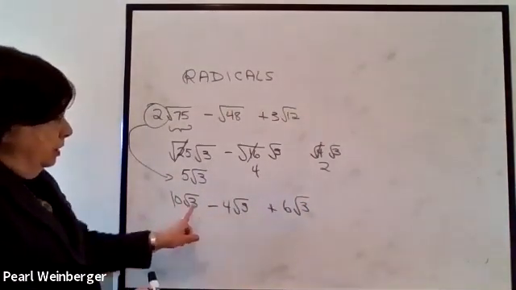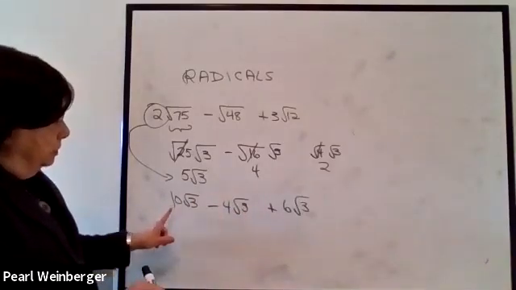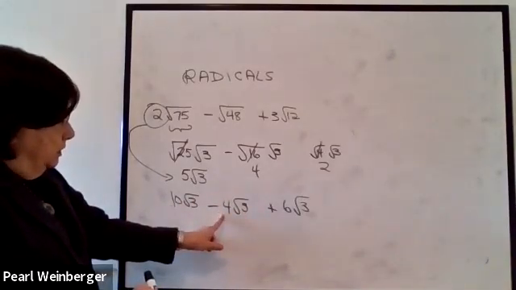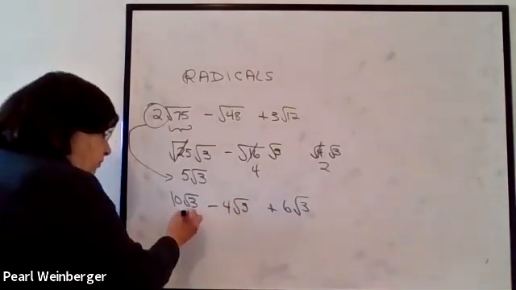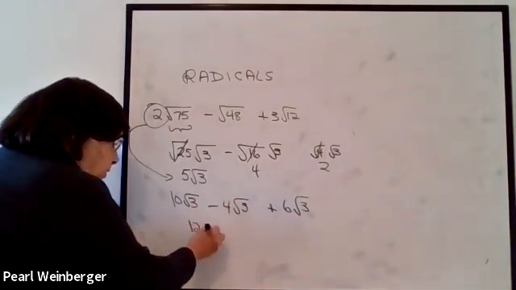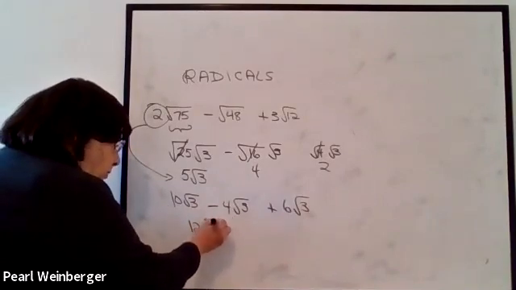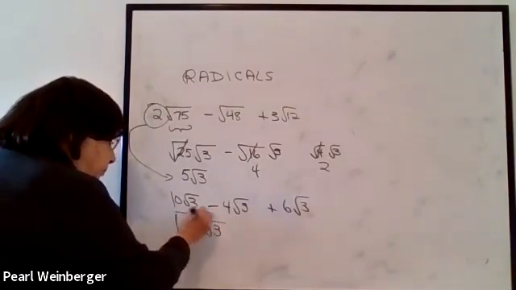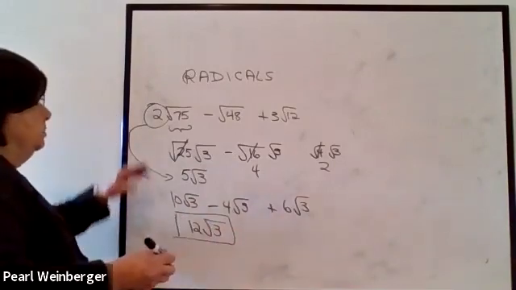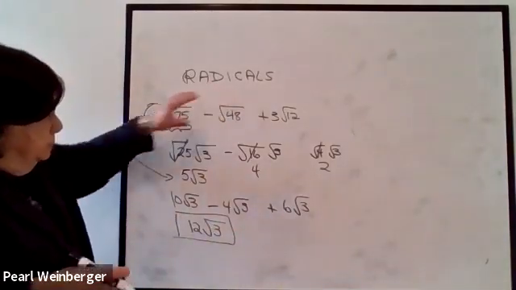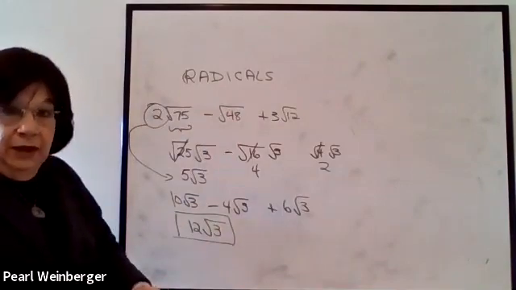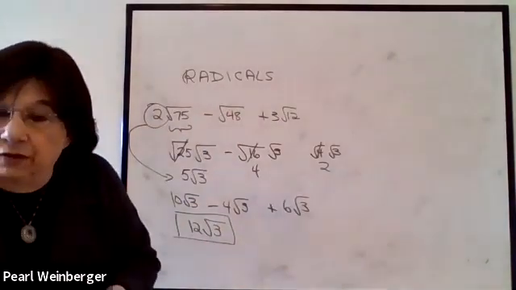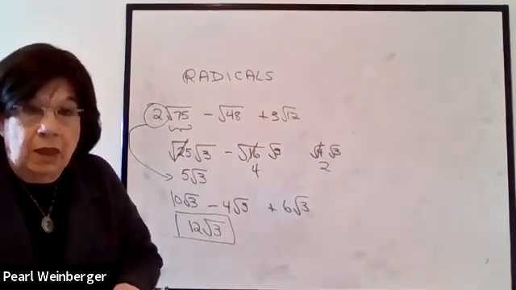Remember, I only look at the numbers in front, the coefficients. 10 minus 4 is 6. 6 plus 6 is 12. So the final answer to this is 12 radical 3. And that would be considered simplifying this expression or combining the radicals, whichever you want to call that. Let's see if I can give you one to try.